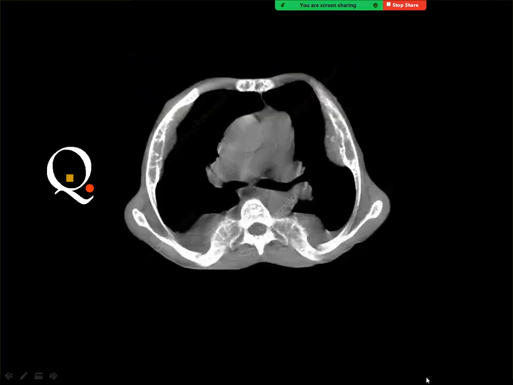Next case is a thoracic CT scan of a child, as you can see, and there are multiple lesions in the ribs.